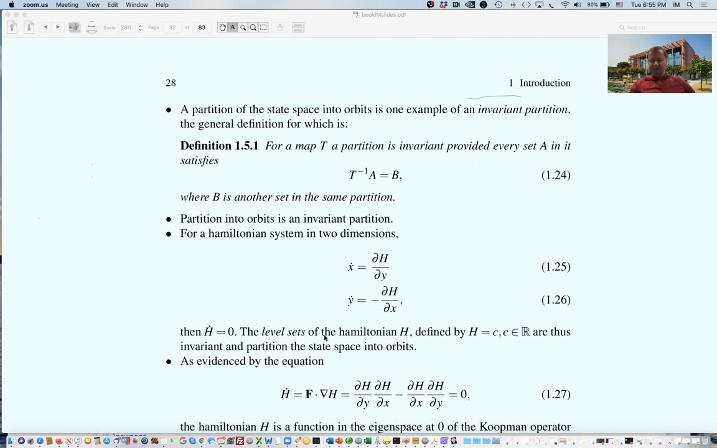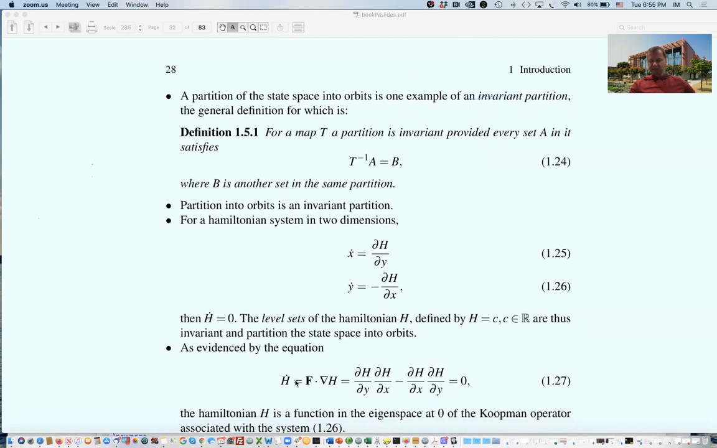But here is an interesting point. H dot itself, the change of the Hamiltonian, is f, our vector field, that's the right-hand side of this, dotted with grad H. So it's the change of H in the direction of the vector field. If we write this out, of course, because of the skew symmetry, that's precisely 0.